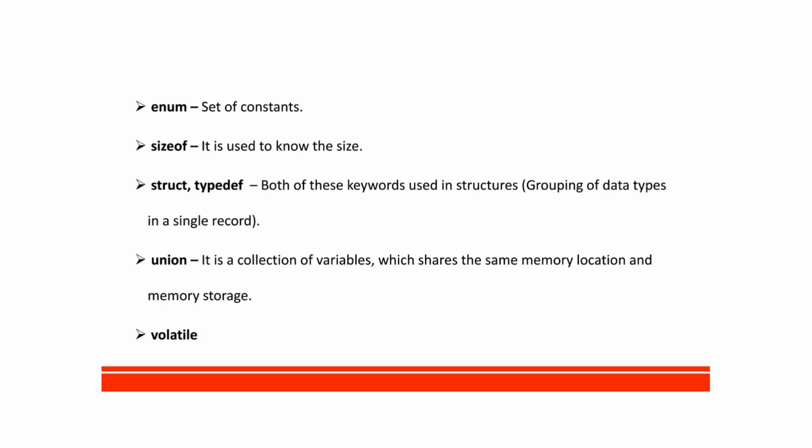The next keywords are short, long, signed, and unsigned. Short, long, signed, and unsigned are modifiers used to define the range and size of integers in C. Short and long keywords control the size of the integer. For example, short uses less memory, long uses more. The signed keyword means the integer can hold both positive and negative values, while the unsigned keyword means the integer can only hold positive values.